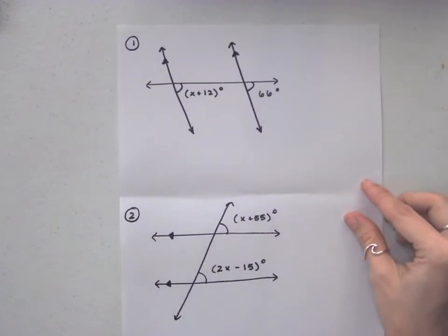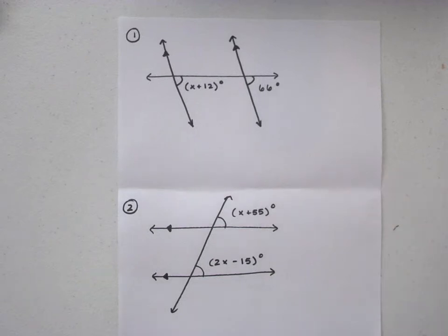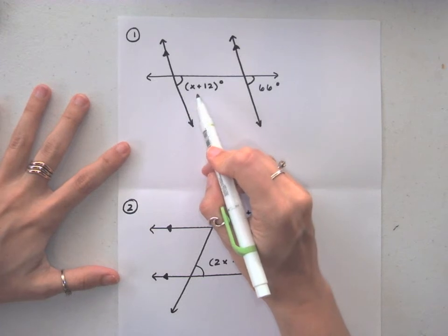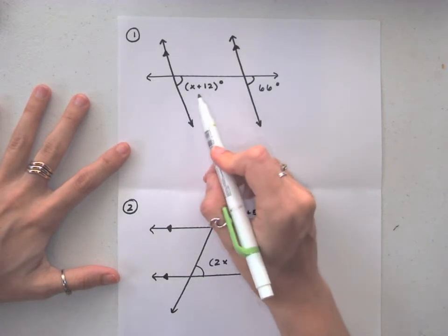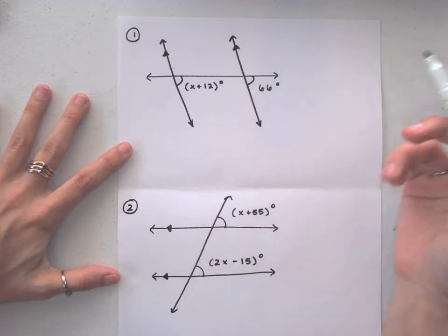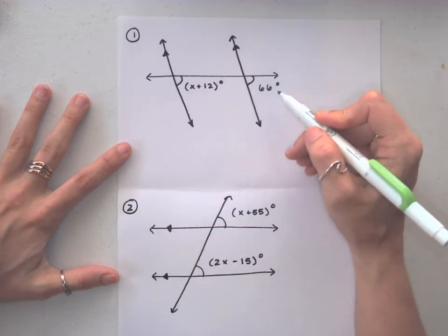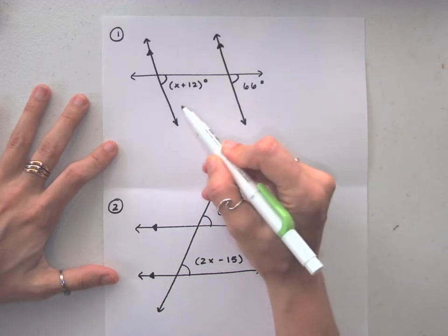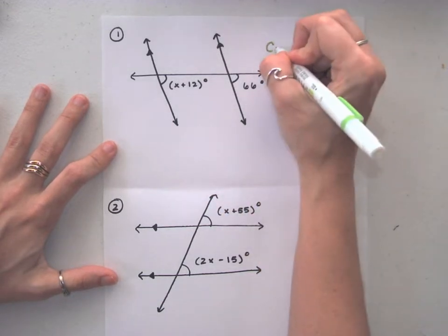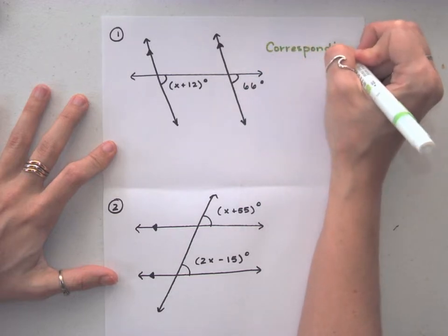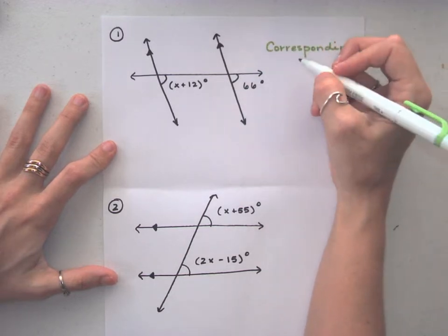First, we're going to start up here with number 1. We are given two pieces of information here. We know that this angle is x plus 12 degrees. We don't know what x is. It's a variable. Variables are unknown numbers. We also know that this angle is 66 degrees. Well, I can identify that these two angles are corresponding angles. That's because they're located in the same location on the parallel lines.